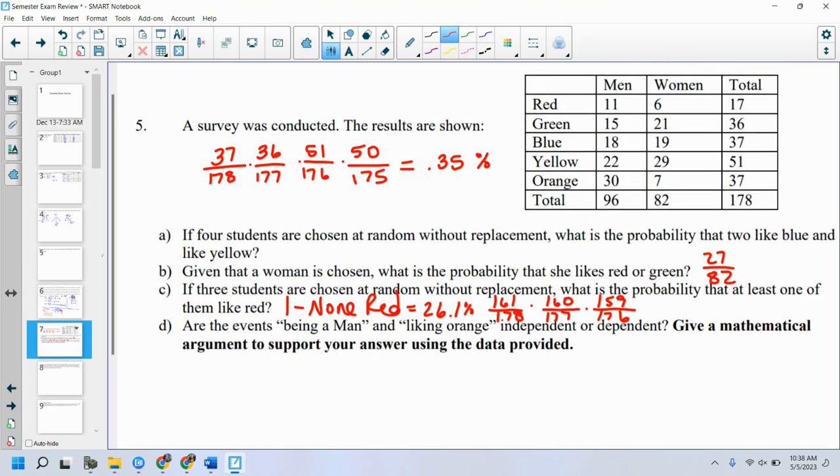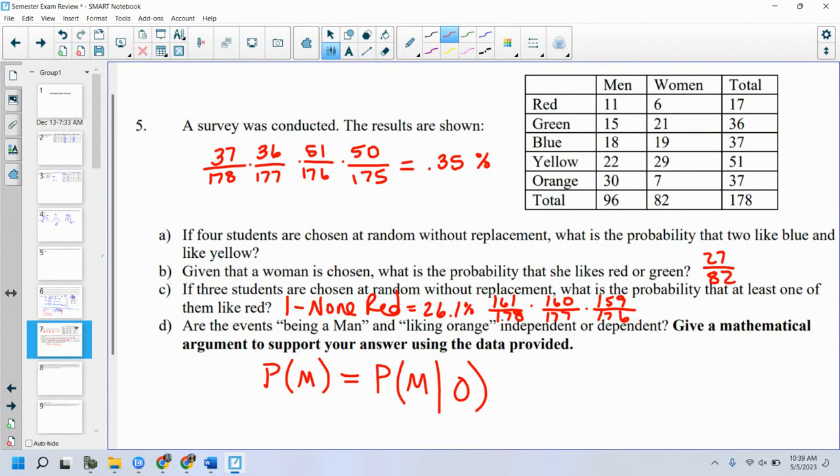Okay, looking for independent and dependent. Now, this is interestingly enough kind of similar to what we did with this O minus E over E thing, but we're not running a hypothesis test. We're just using the conditional probabilities. If I'm truly looking at whether these events are independent, the probability of man, if these events are independent, would be the same as the probability of man given orange, right? One should not affect the probability of the other. The probability of man should be the same as the probability of man given orange.